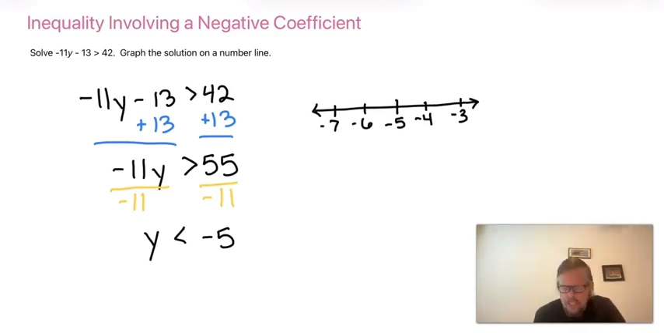So our circle is going to go on negative 5, and it's going to be a closed circle, or sorry, an open circle. Whoops. Because it does not have the equal to line, it's going to be an open circle on negative 5. And less than means all the numbers that are lower than negative 5. So our arrow is going to cover negative 6, negative 7, and everything else below. So I'm going to do a real thick arrow there. So our arrow is going to go this way, negative 5, and all the numbers lower than negative 5.